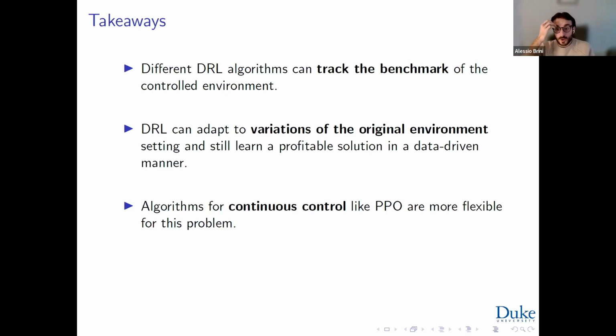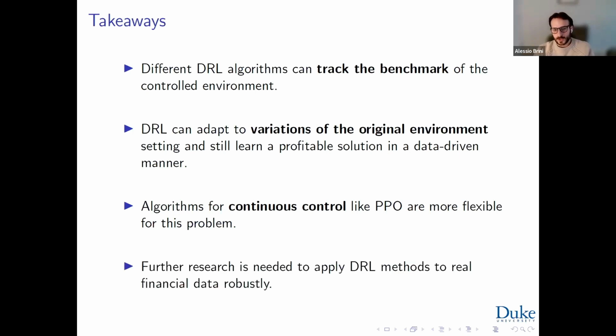So even though we have seen that algorithms for continuous control like PPO perform very well in this kind of simulated setting, it's definitely interesting in the future to try to expand this and bring it to the real world, trying to address the challenges, at least for trading. This is something that we really need to explore, and we are currently trying to address.